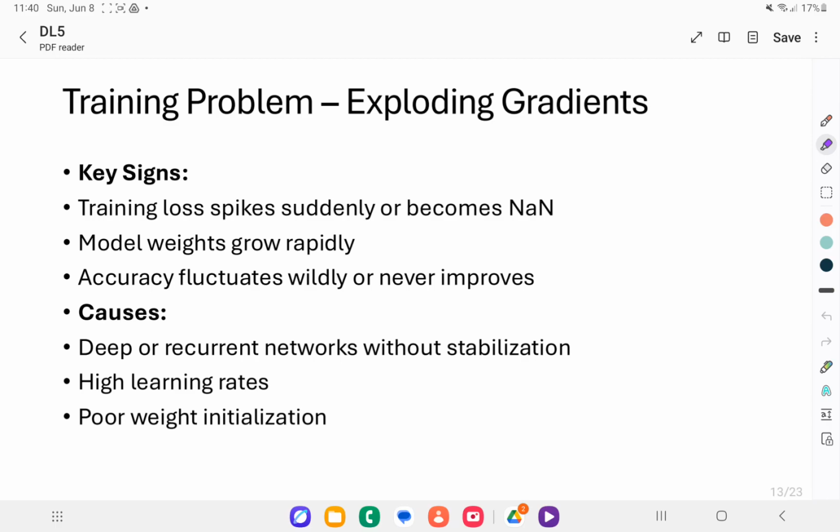So the solution includes reducing the learning rate and applying gradient clipping, which limits the maximum gradient values. Also using batch normalization, and proper weight initialization, like He initialization, as we said. This helps control the gradient flow.